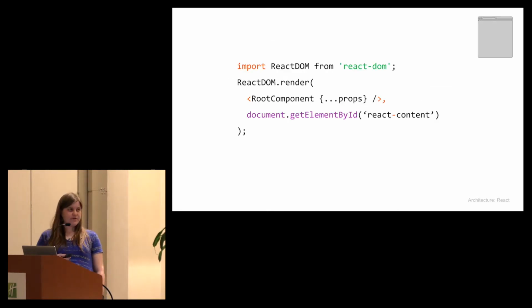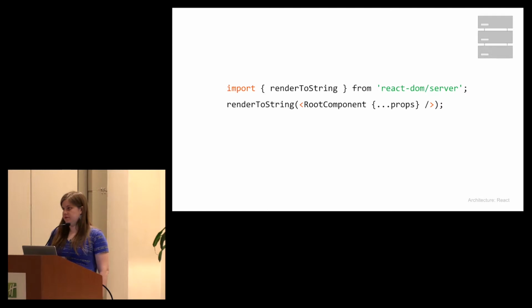So in the browser, you set up React by calling react-dom.render. You just put your root component there, and you attach it to somewhere in your DOM tree. But React also lets us do this on the server. Of course, there's no DOM on the server, so we're not going to attach it to the DOM. Instead, we use render to string, and we output a string representation of the HTML components that will eventually pass back down to the browser.